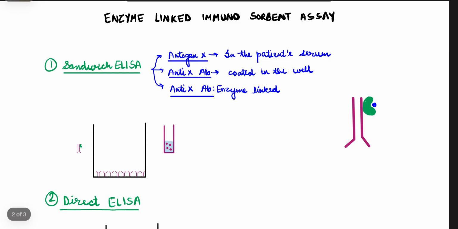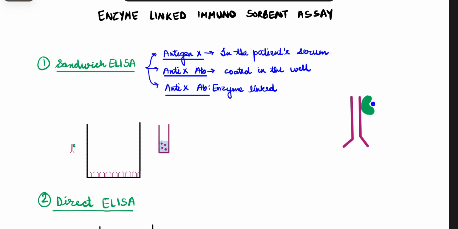If I have firstly the enzyme linked antibody or enzyme linked antigen, and secondly if I have substrate. So that is much important to be understood. Now this particular interaction will produce the color, and our whole ELISA is based on this color production.